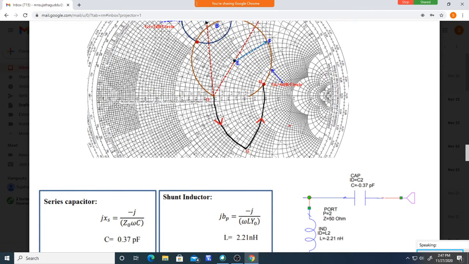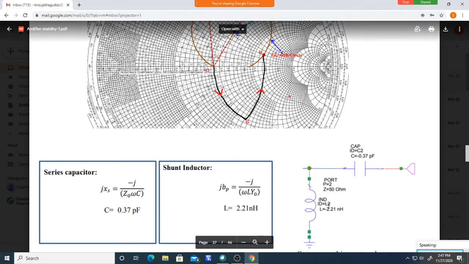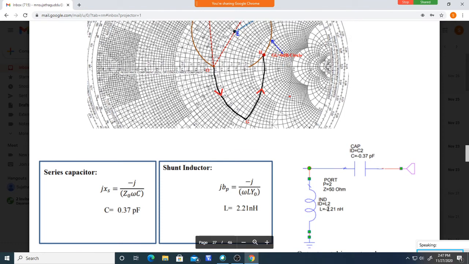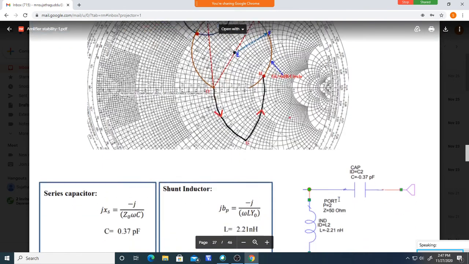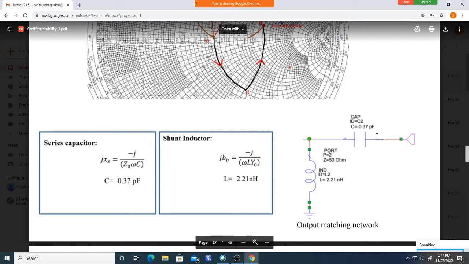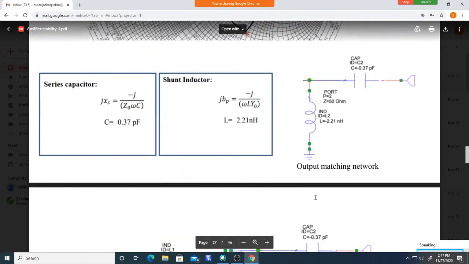Next, from here you move on the constant conductance circle to reach here. That is moving on the conductance circle in the anti-clockwise direction, which adds an inductor in shunt. See like this. Okay, that value you can find. So like that, this is the output matching network. It gives a 0 dB gain. GL equal to 0 dB we needed. Okay, so if you do like this, it gives a 0 dB gain.